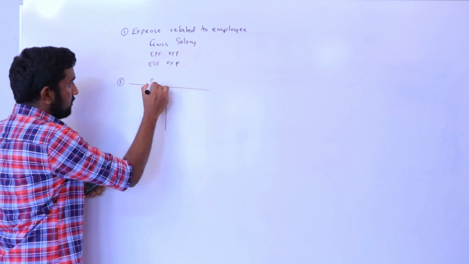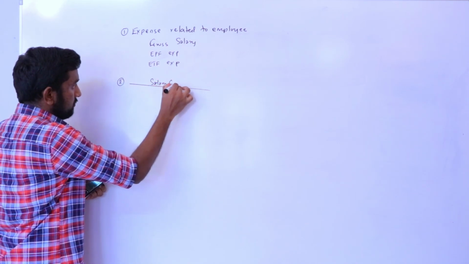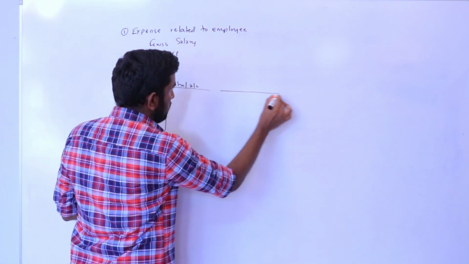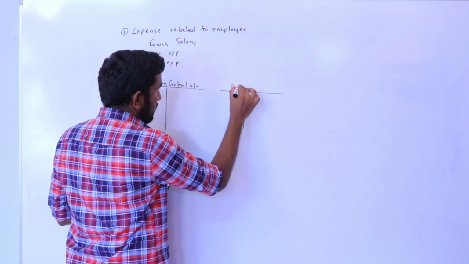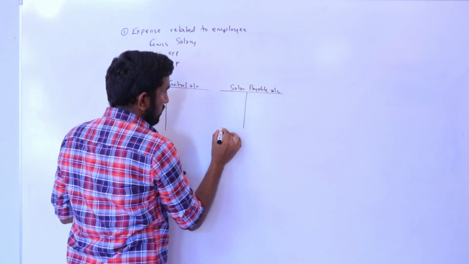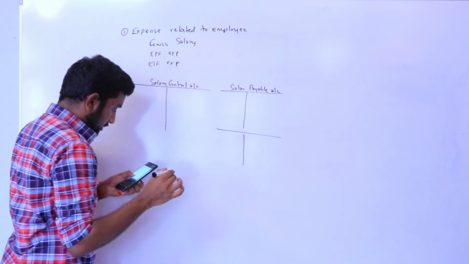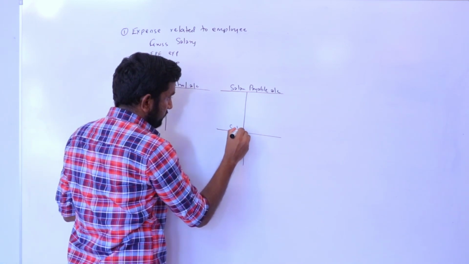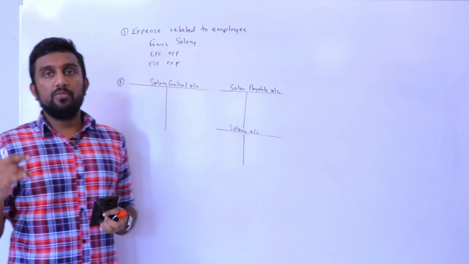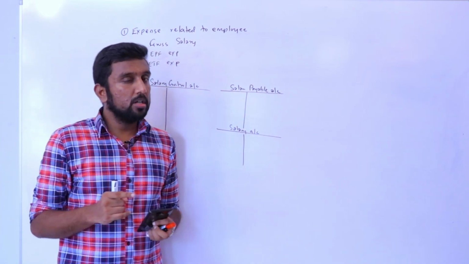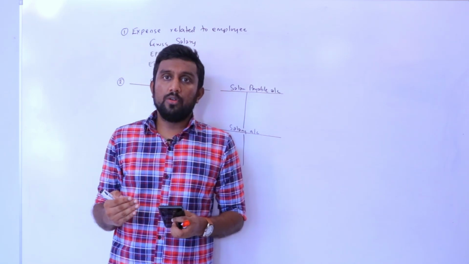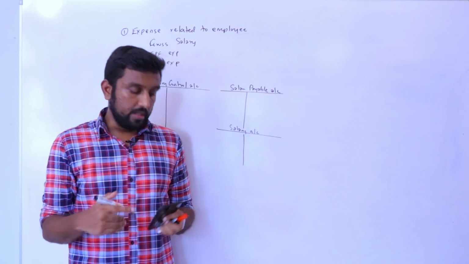First one is salary control. Then salary payable account. So this is not salary account. Then they ask the salary account as well, I think, right? Yeah, salary account. So what is salary account? What is salary payable account? Salary account is where you are recording the gross salary. Salary payable account is where you are transferring net if you are not paying in the same month, right?